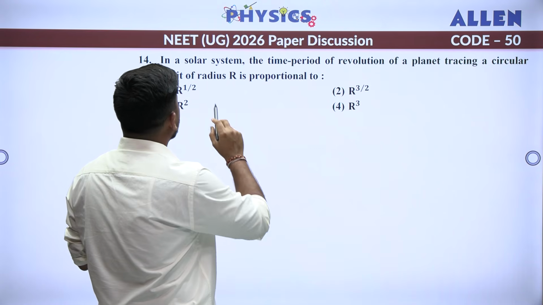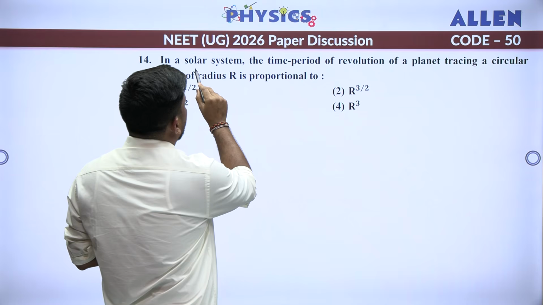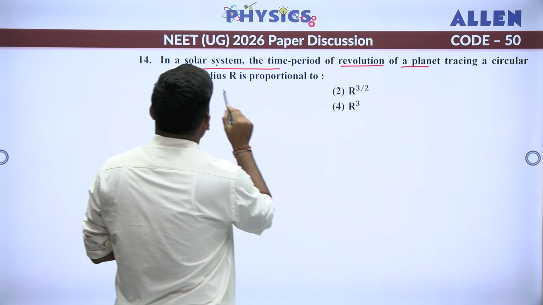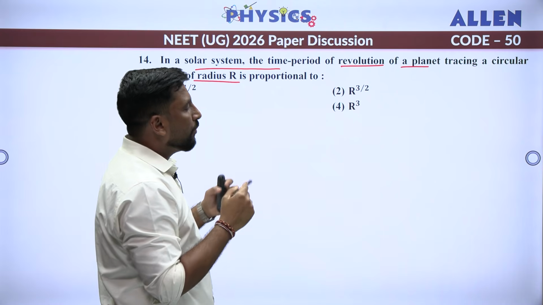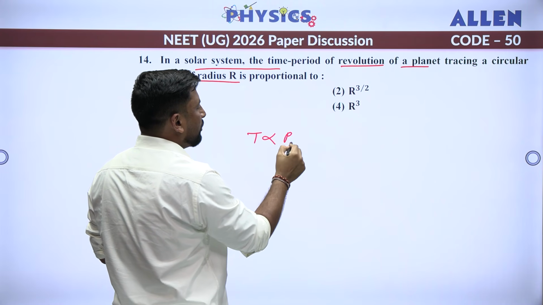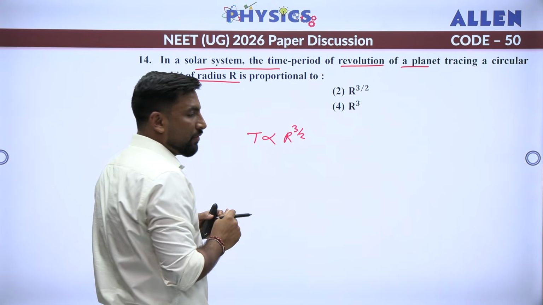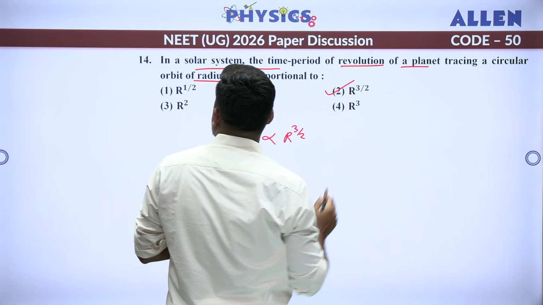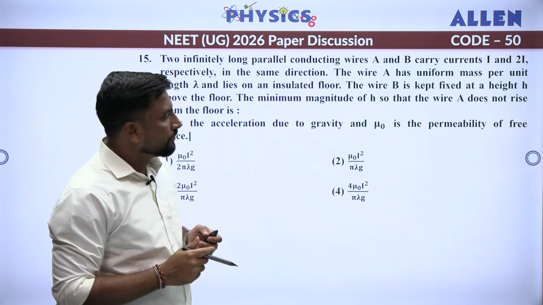Now question number 14, they are saying that for a solar system, how the time period of revolution of a planet varies with radius. So we know that time period is proportional to r to the power 3 by 2, Kepler's law of time period. So it is matching with option 2 here. So for question number 14, option 2 is correct.